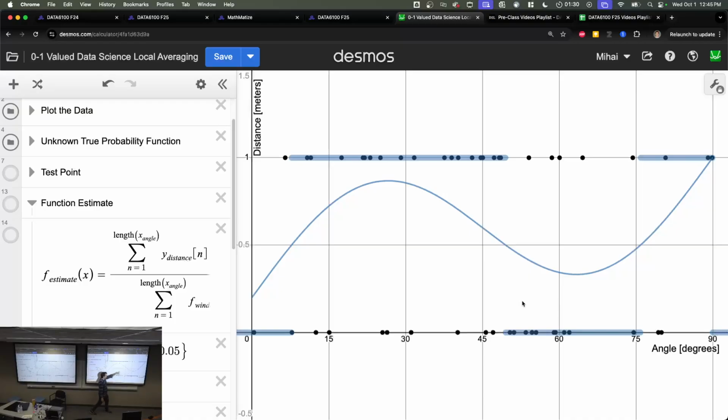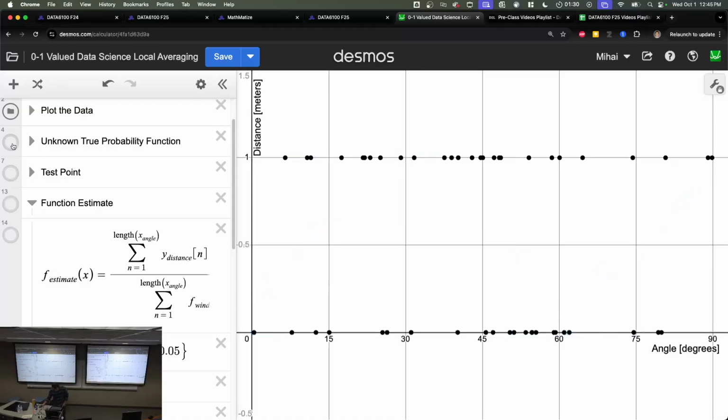The blue is the actual probability of the cannon working when you shoot it at a given angle. And so if you shoot it at these angles, it's quite likely to work. If you shoot it at these angles, it's quite unlikely to work. And unfortunately, in real life, you never get to see the blue curve, right? So this is the unknown true probability function. In real life, you only get to see the data of 0s and 1s, and you have to estimate, do you think it will work or not at a given angle?